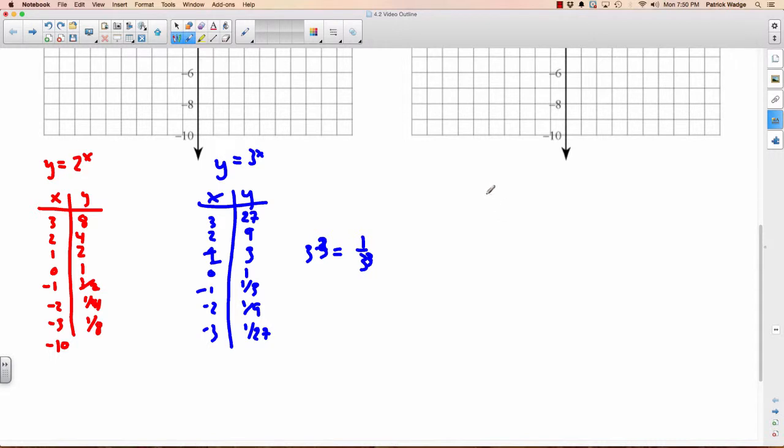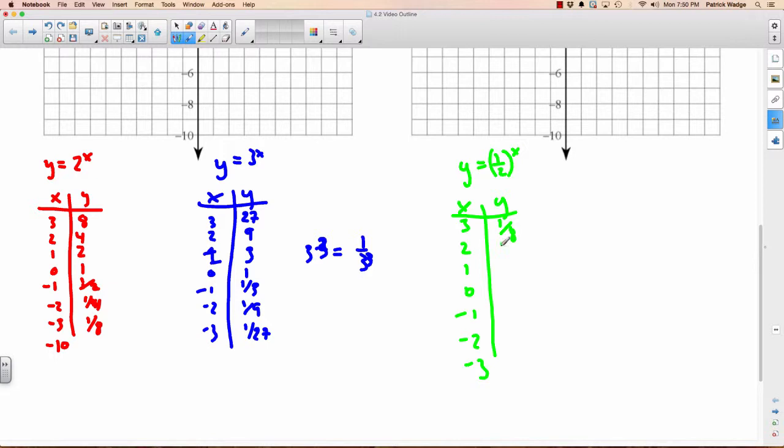So I will write that down here. Y equals 1/2 to the x power. I have to put it in brackets, otherwise it would just be 1 to the x over 2. So, okay, we put our table and we'll use our same values: 3, 2, 1, 0, -1, -2, -3. So if I put a 3 in here, I get 1/2 cubed. That's 1/2 times 1/2 times 1/2. That equals 1/8.